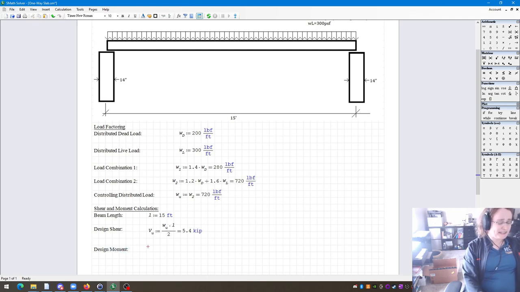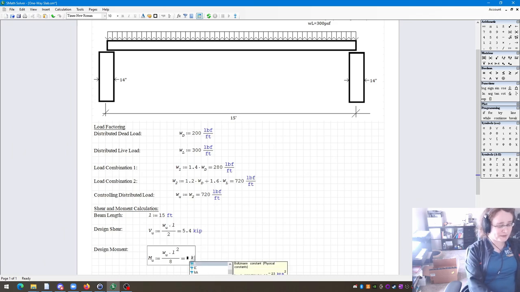All right, so next let's get our design moment. Our design moment will be, again, W L squared over 8. So that's W_u times L squared divided by 8. And that will be not joules, but in kip-feet.